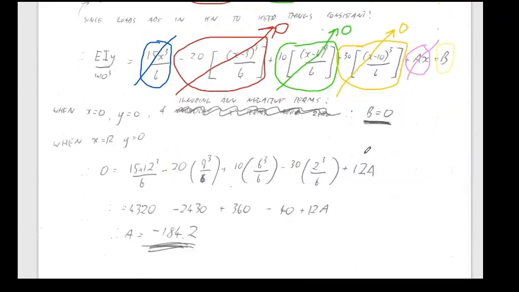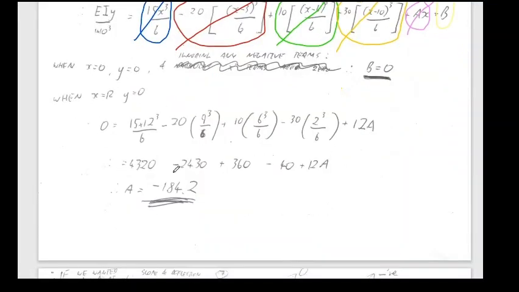Now, if we work that out, we've got one unknown, a, and one equation, so therefore we can work out what a is. So a is minus 184.2.